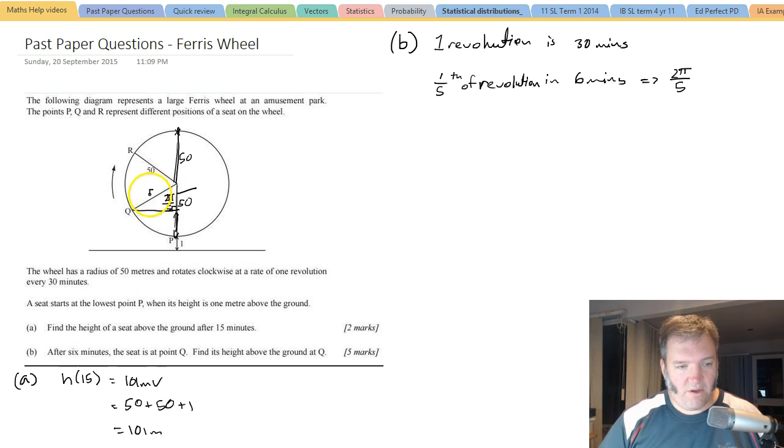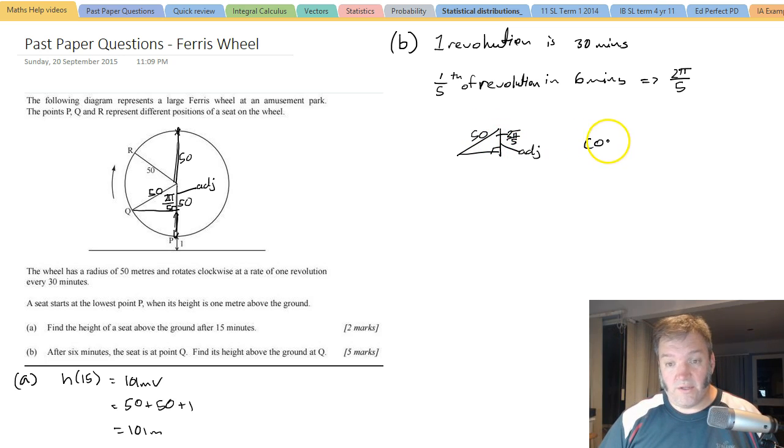Now, what do we know? Well, we know the hypotenuse is 50 there, so this side must be the adjacent side, and this is what they're getting at by evidence of showing a circle. Here I've got 2 pi over 5. That's 50, so the adjacent side is that one there, and I can just go straight to my cosine rule. Cosine of 2 pi over 5 equals the adjacent side divided by 50. 50 cos 2 pi over 5 is the adjacent side.